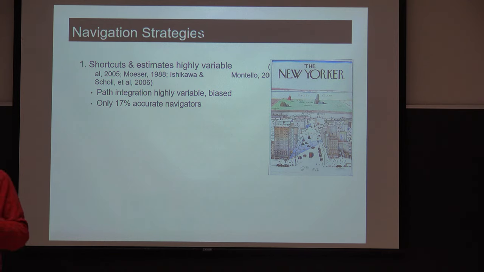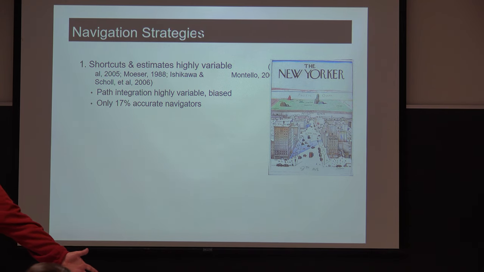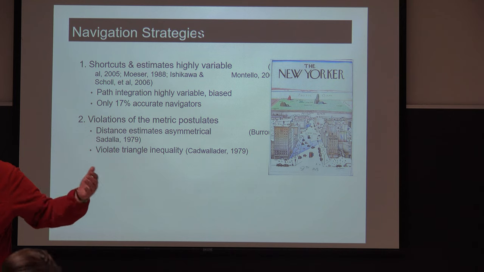By path integration, I teach you how to go from home to A, I teach you how to go from home to B, I put you on A and you're supposed to walk to B. About 17% of the population is able to do that with some degree of accuracy. Almost everybody else shows really large patterns of errors. You get violations of the metric postulates. For example, if you have a metric space, the distance from A to B should be the same as the distance from B to A. That seems pretty intuitive. But if you ask people to judge a distance, let's say B is at the top of a hill, subjects will judge the distance from A to B to be longer than the distance from B to A, which is not crazy, but they're factoring in the effort that's involved in getting there.